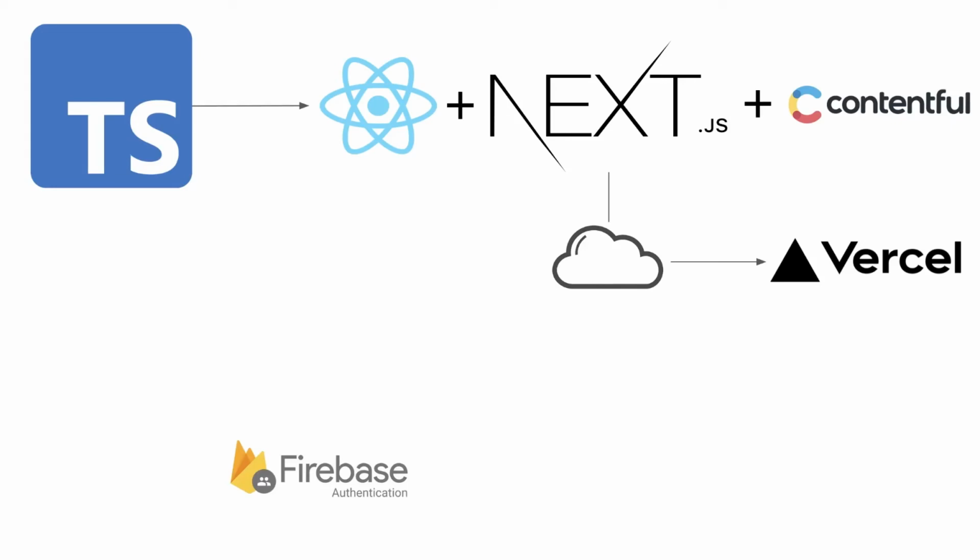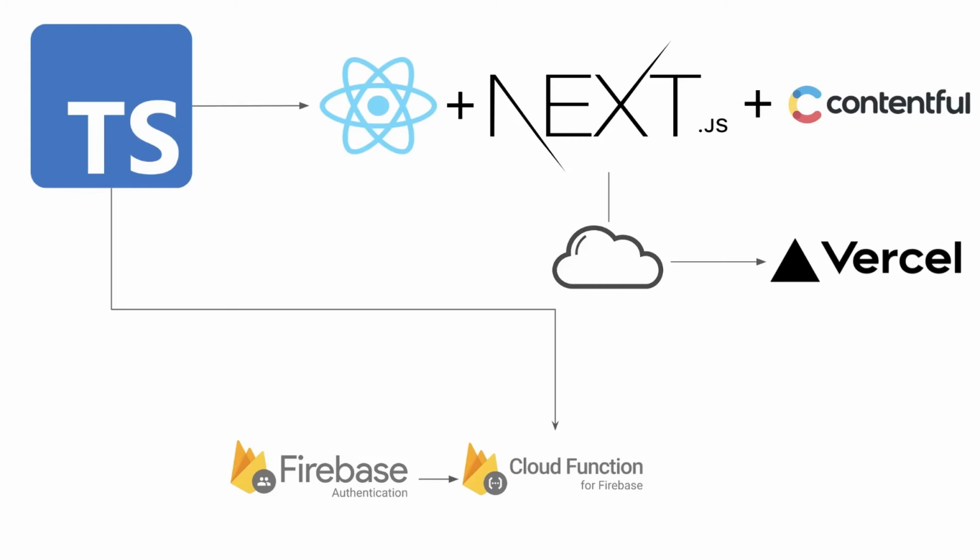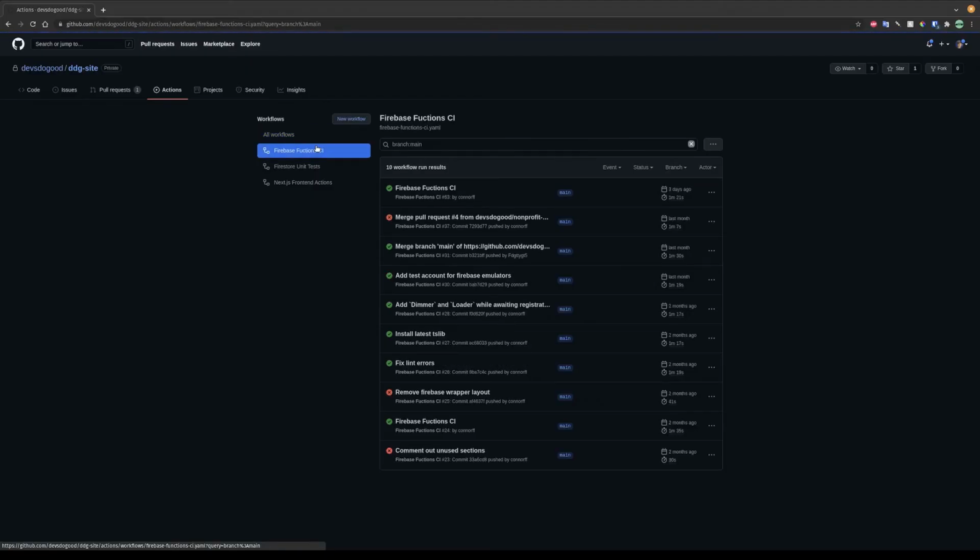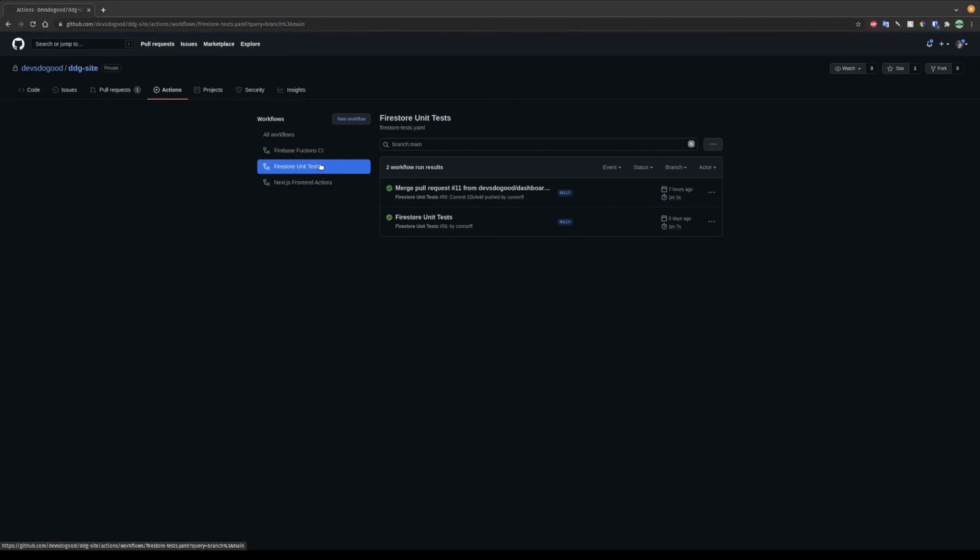Filters, forms, and form submissions are handled by Cloud Firebase functions written in TypeScript, which communicate with information stored in the Firebase Firestore database. We use unit tests for all our features and run these tests on every commit using GitHub Actions.